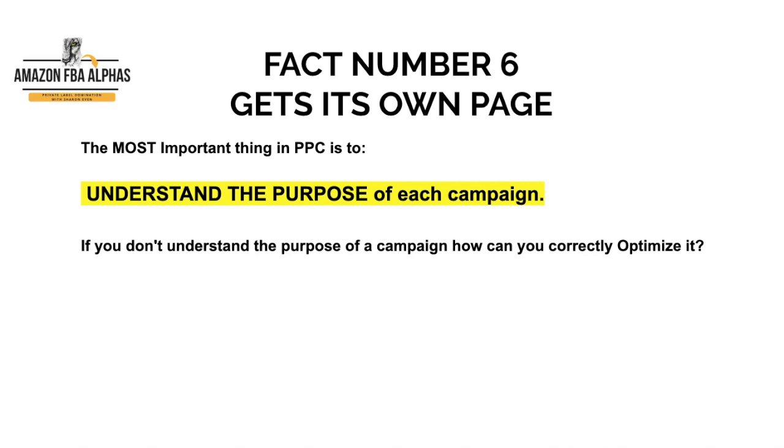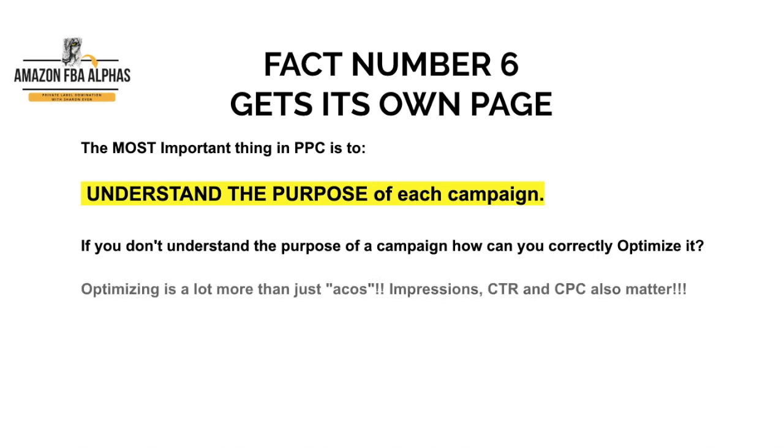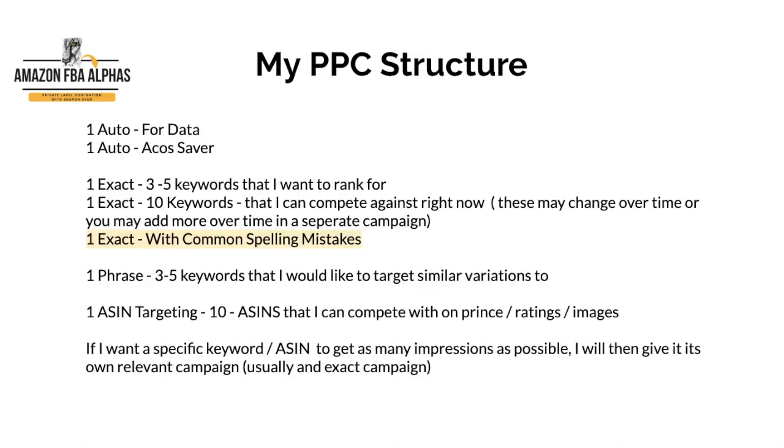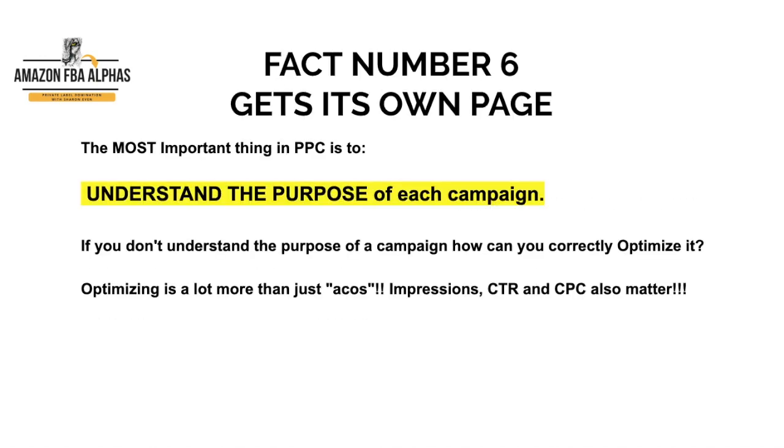You need to know why you have each campaign. Optimizing is a lot more than just ACOS, which we just spoke about. It's also about impressions, CTR, CPC. They also matter, and if you've done a coaching call with me, then you know this. So I just want to stop on this for a second. You need to make sure that you understand why you have a specific campaign going on.